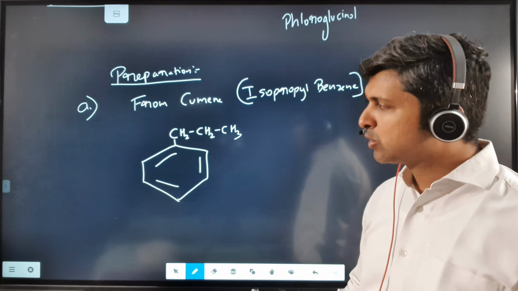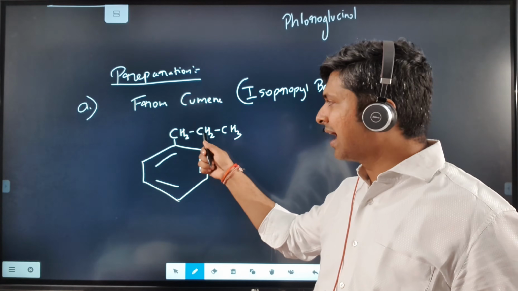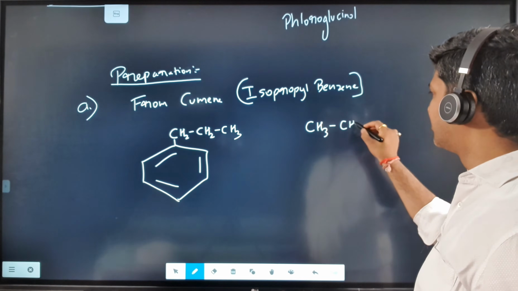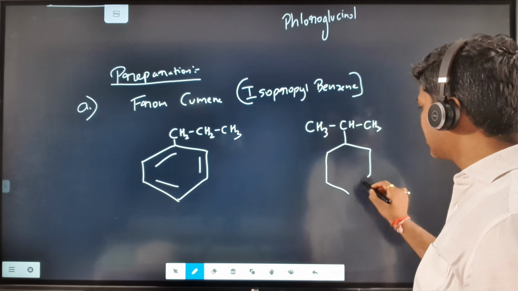I just wanted to show you. So this is propyl benzene. Only when you attach the phenyl ring to the second carbon can we call it isopropyl benzene. Yeah, this is isopropyl benzene.